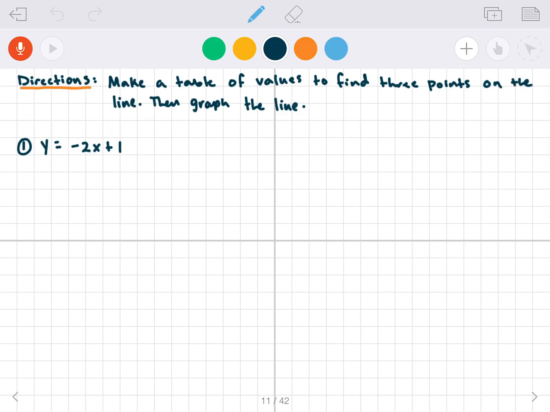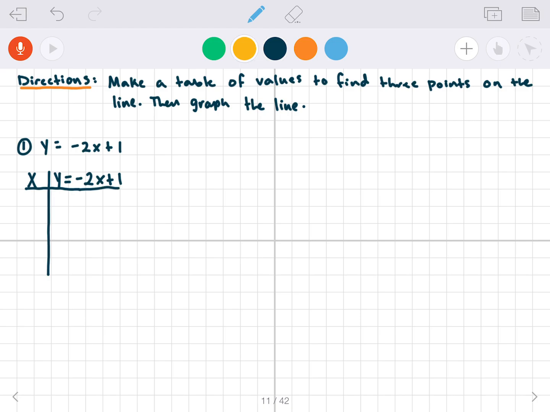Okay, let's try this one. It says make a table of values to find 3 points on the line, then graph the line. So now we don't have a table, but we can definitely make one because we know what y equals in terms of x.